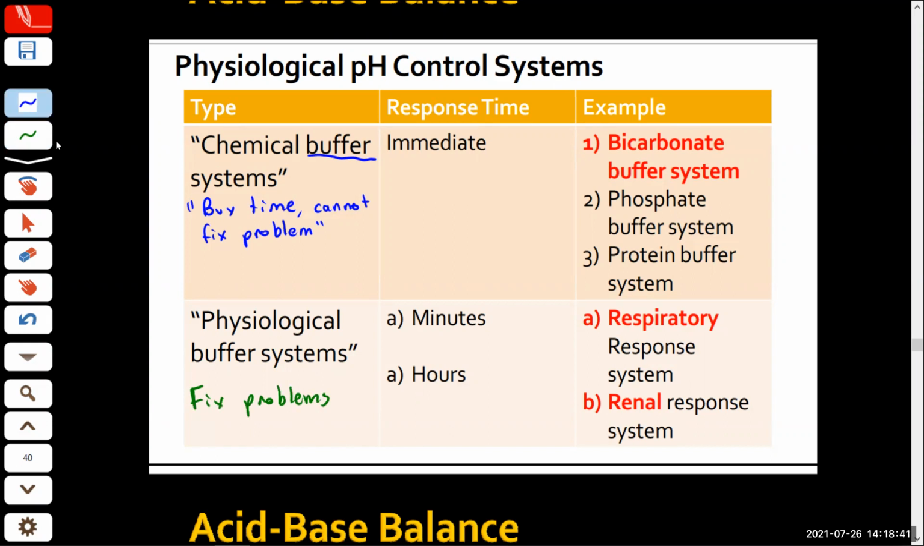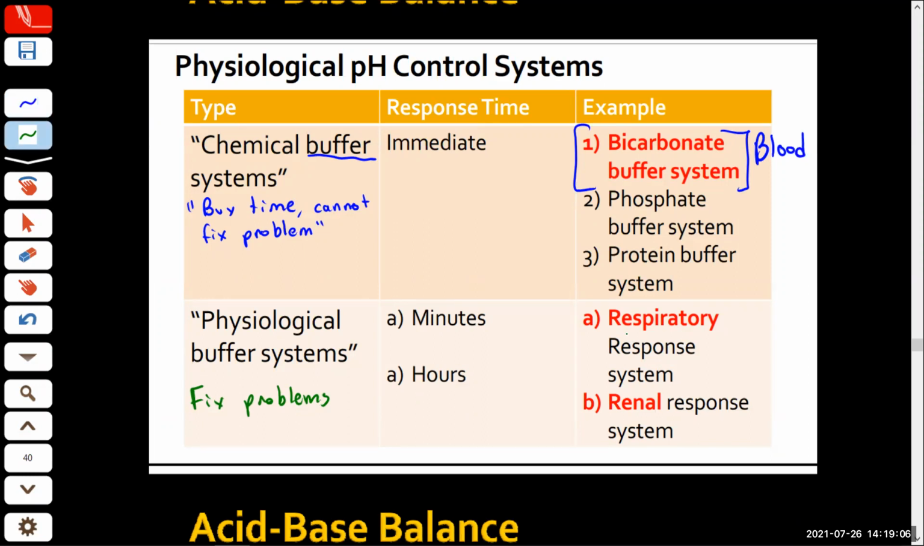So the buffer, the thing that buys you time in your body, is the bicarbonate buffer system, i.e. your blood. Your blood buys you time, but can your blood fix your problem? No. What are the two organs that we keep talking about that can probably fix your problem?